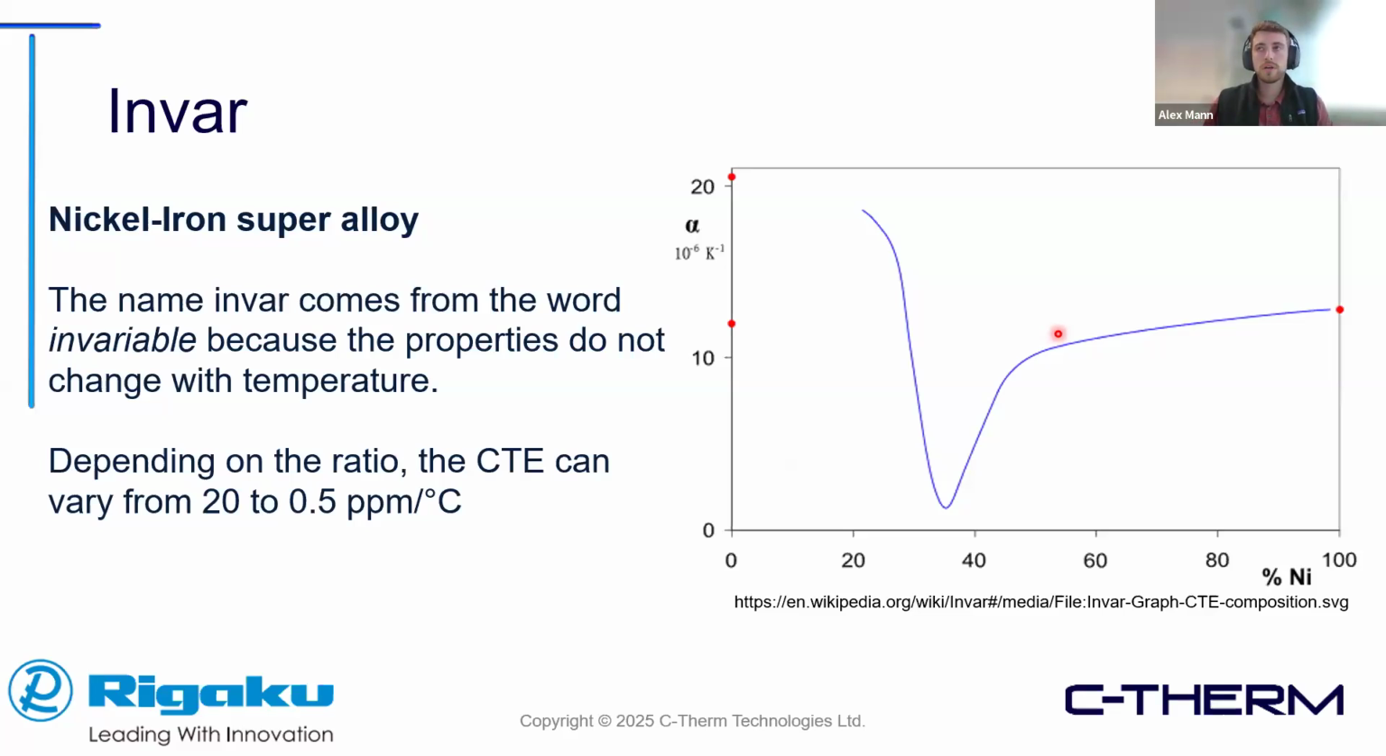So firstly, I'd like to introduce Invar. It is a nickel iron superalloy. It comes from the name invariable because the properties don't change with temperature. It's very stable. And depending on the actual ratio of iron to nickel, the CTE can vary from 0.5 to 20 parts per million. So this just goes to show that if you have an alloy, you can't really guesstimate or predict the CTE just based on the composition. You really need to measure it.